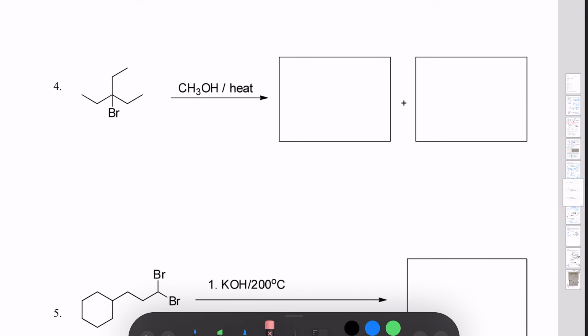For question 4, we are given a tertiary alkyl halide and specifically a tertiary alkyl bromide, and we're given the reagents of methanol in heat. And so the first step, as usual, is to identify what type of reaction this is. So when we look at our substrate, we see that, again, it's a tertiary alkyl bromide. So also when we see that there's also heat included, we can think of elimination, right?